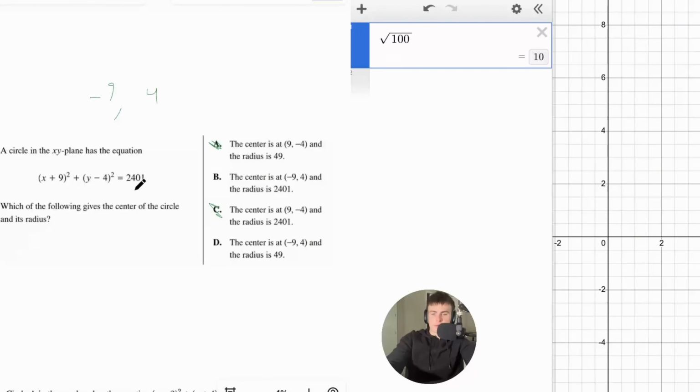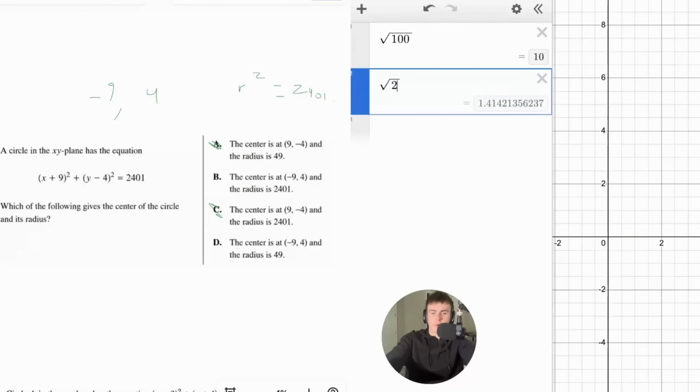Now the last number, this is in standard form, so the last number is r squared. If r squared equals 2401, then r, which is the radius, would just be root of 2401, which is going to be 49. So the radius is 49, meaning the answer is going to be D. So that is it. If you have the standard form memorized, it's very easy. Literally just flip the x value, flip the y value. That's your center. And then root the last number, because that's your radius.